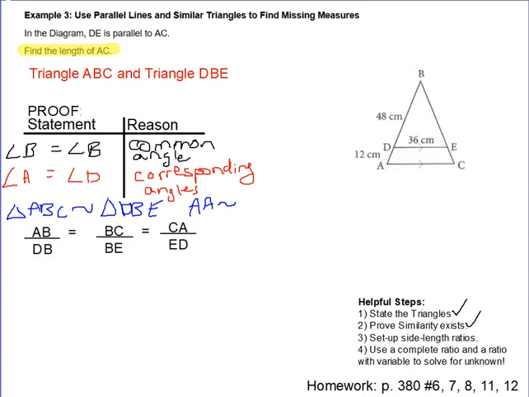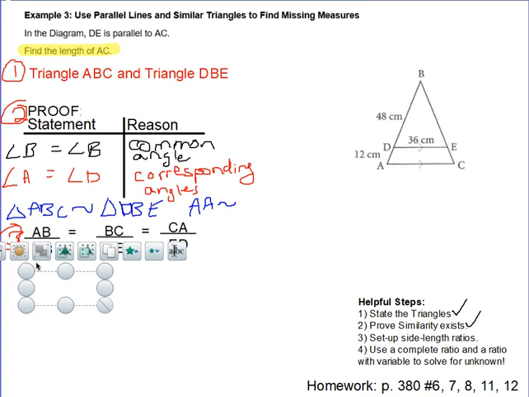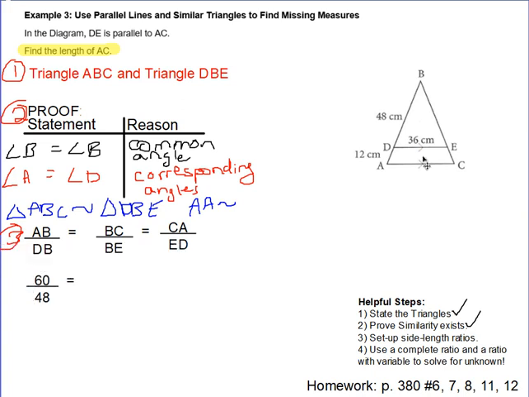So this is part 1. Part 2 was prove similarity. Part 3 was set up the corresponding side length ratios. And step 4 is to use the complete ratio and the one with the variable to solve. So AB over DB. Now this is kind of a tricky one, because AB is going to be the 12 that's here plus the 48. So that gives us a total of 60 centimeters for the length of AB. And then DB clearly is just 48.